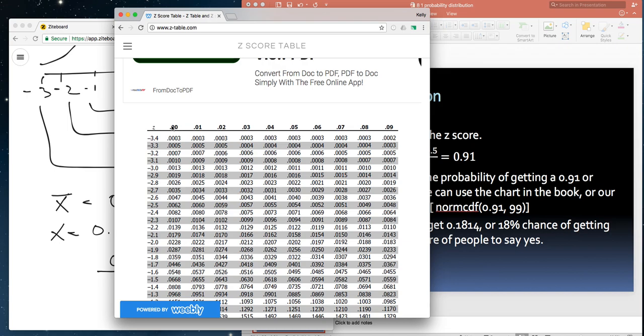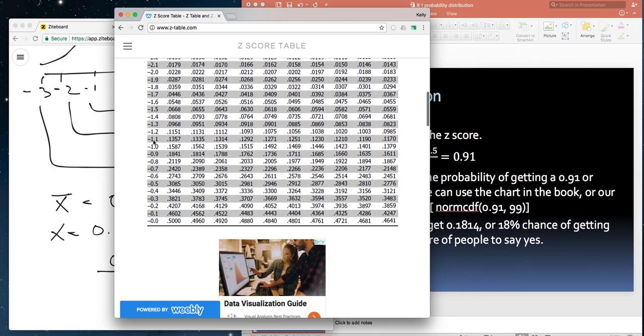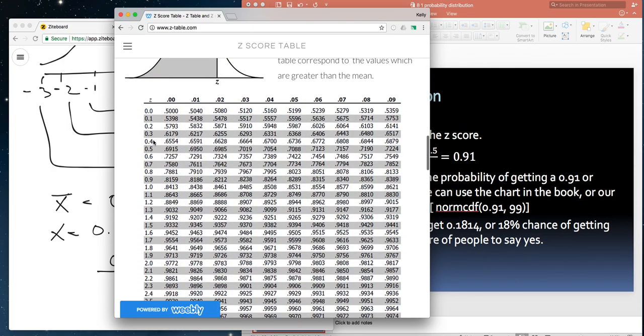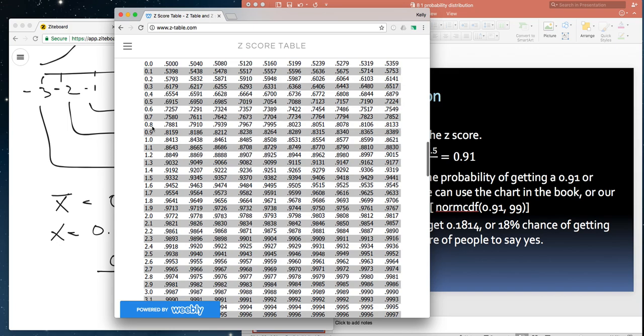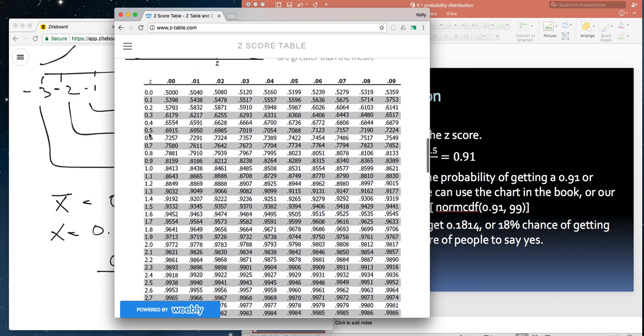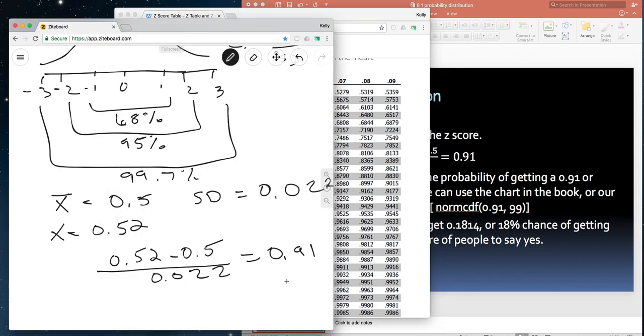So if you remember, we look up here for the first value in the whole number. Since the whole number is 0, these are all negatives. Let's go to the positives. So I need 0.9, which is right here. And then the last number is a 1. So from 0.9, I go over to 1. And do you see how it's 0.8186? Alright, so that would be about 81%.